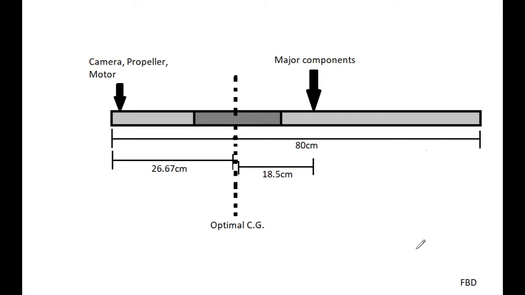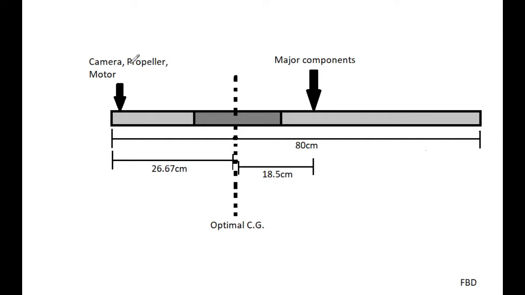For our free body diagram, we have categorized them into two major components, such as the camera, propeller, and the motor, and also the other major components such as the battery, the servo, and the speed controller. So for our CG, we have decided that the optimal place to place it is about 1/3 from the nose. This is to allow no moment caused by the struts or the reinforcements on the wing.